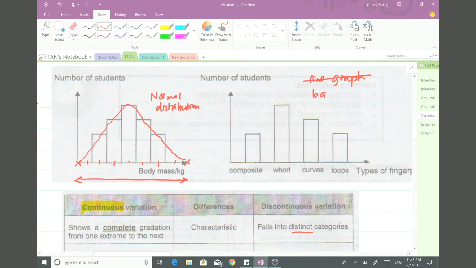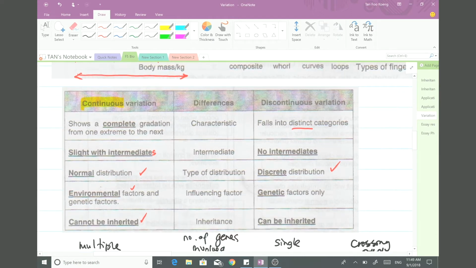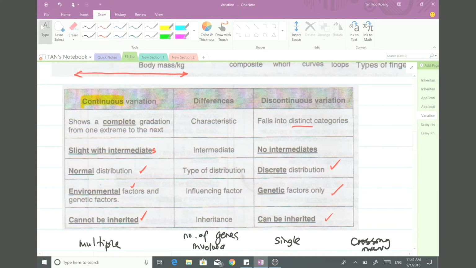You can only form a bar chart because there are no intermediates in between the distinct categories. So this bar chart is known as the discrete distribution. This discontinuous variation is, however, determined by genetic factors only, and that's why it can be inherited. If you have the gene, then you have that characteristic. If you don't have it, then you don't have that characteristic.